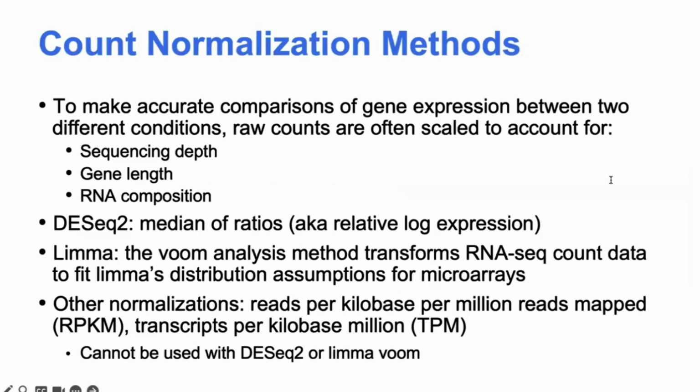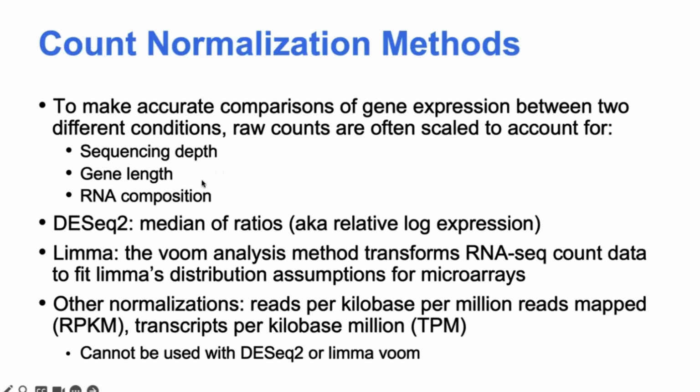This is just going to be a brief review of normalization. These count normalization methods are typically aiming to account for at least one of three things. There's sequencing depth, also called library size, which is the number of reads per gene. Then there's the length of the gene, so how many base pairs each gene is, and also RNA composition across the samples. And as I mentioned before, different differential gene expression methods implement different types of normalization.